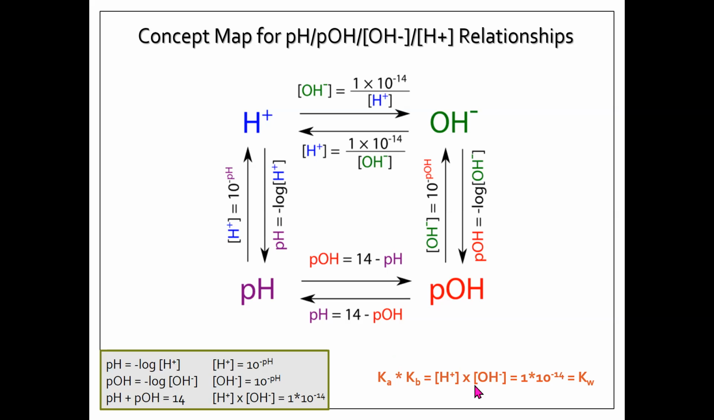And when we need to relate the H plus concentration and the hydroxide concentration, the product of those two is 1 times 10 to the minus 14th, and this is also the Kw of water. So Ka times Kb equals the Kw of water, because sometimes you're given the Ka, but you need the Kb for calculations, or you may be given the Kb, you need to calculate the Ka. So this relationship shows you how to interchange between the two.